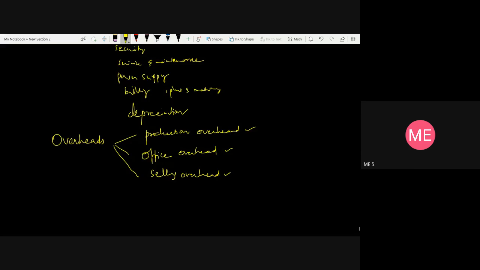So what is meant by production overhead? The production overhead is also called factory overhead. These are the overheads which are concerned with the production of goods and services, related to the production part. For example, the indirect materials which are used in order to produce, such as coal, gas, oils or grease.